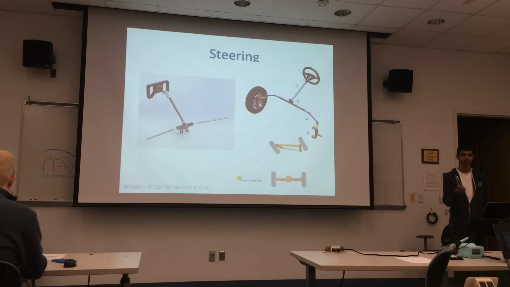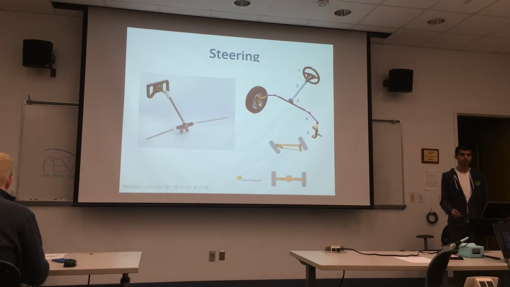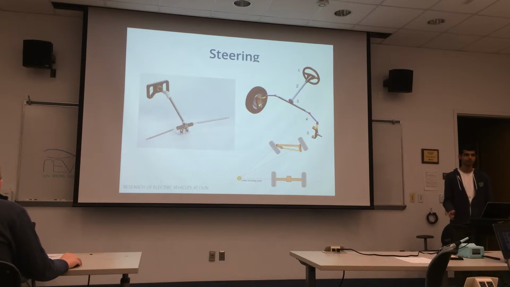And then steering. This is what Alex and Michaela worked on. Steering is really important because we do this thing called Ackerman steering, which is something you can see on the bottom right. Basically, when you turn your wheels, your front two wheels aren't going to be parallel, because if they are, then they're not going to be steering around the same center point.